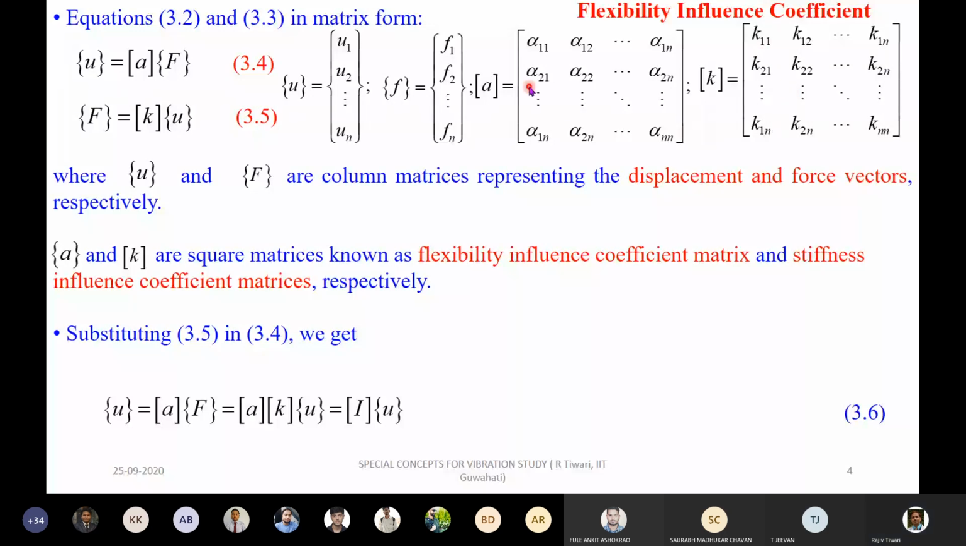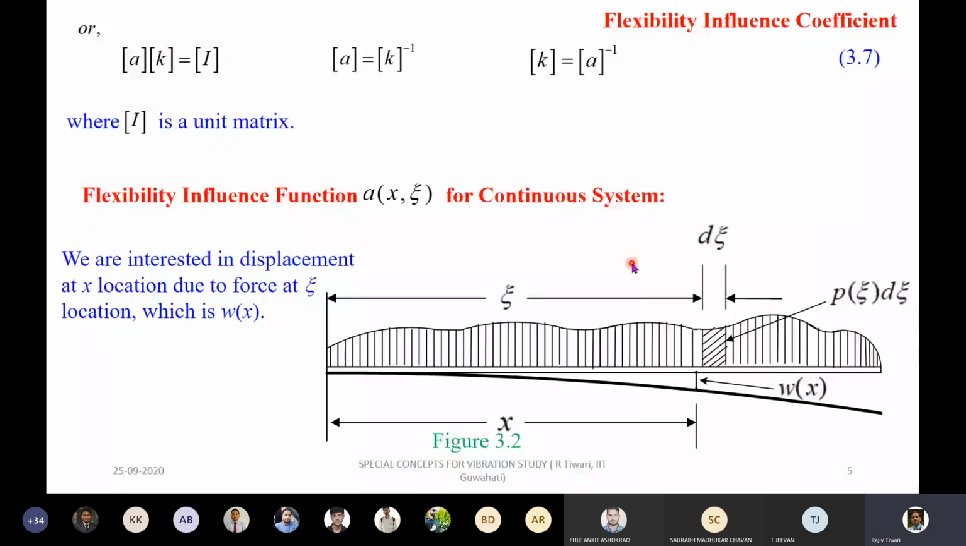So we'll take up some example maybe in tomorrow's class, and then we'll see how explicit expressions for a particular case can be obtained for these influence coefficients, both flexibility and stiffness. So now the concept of the flexibility influence coefficient for the discrete system in which n number of masses are there is clear.